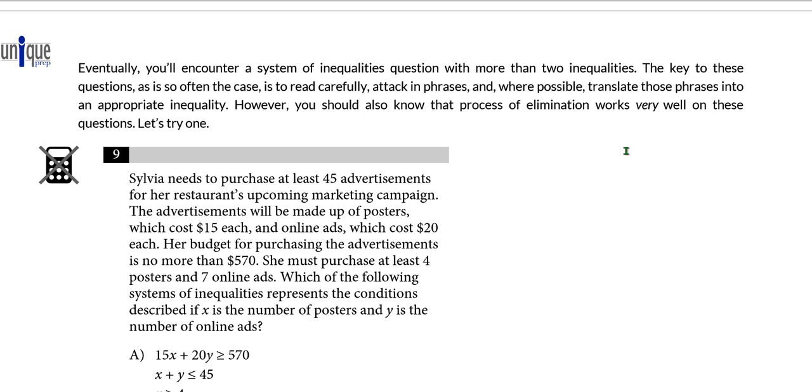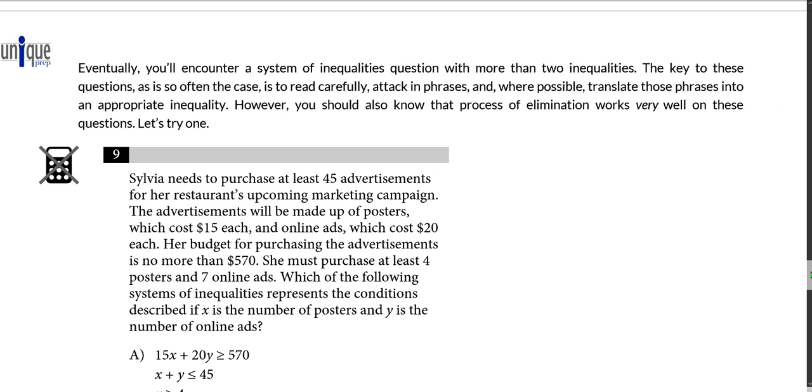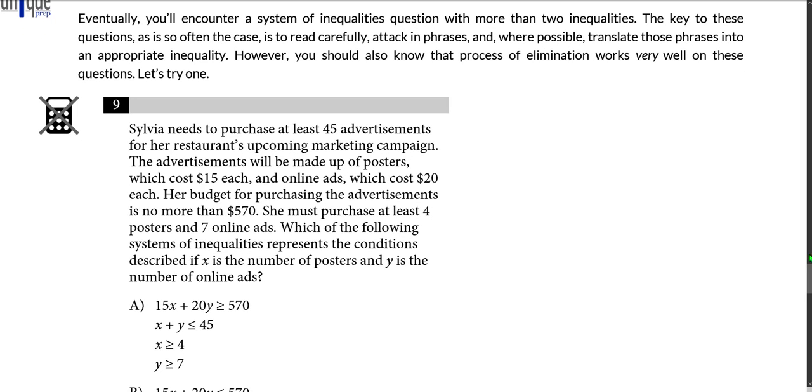Every now and then, you're going to get a system of inequalities that contains more than 2 inequalities. So far we've only seen cases where we have 2 inequalities, but we may get questions where there are more, and that's fine. These are just questions on which we need to go a phrase at a time, and take what is said in the question and translate it into the appropriate inequalities.